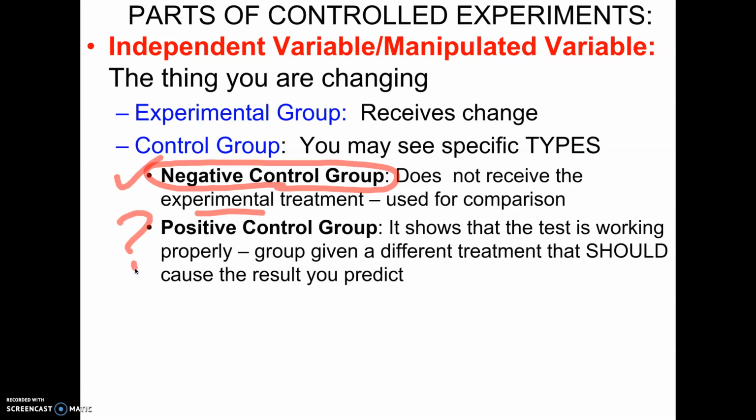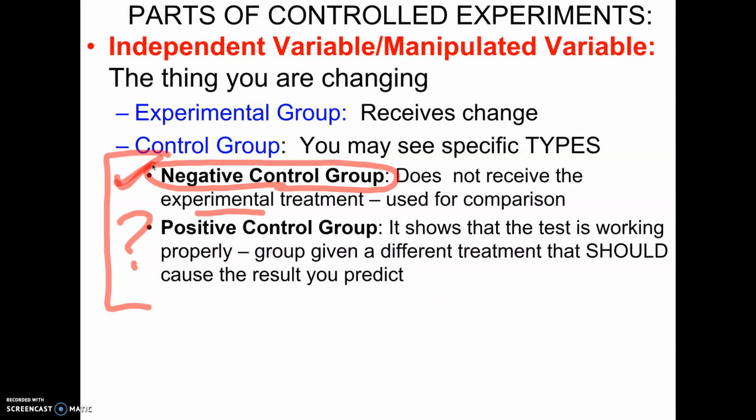So what the heck is a positive control group? Now, not every experiment has both of these. Some experiments only have a negative and some may only have a positive. There should be one or the other. Some experiments may have both. A positive control group shows you that your experiment is working properly. It's a group that's given a different treatment that you know will cause the desired change. Now, that may not make a whole lot of sense. And honestly, for the experiment that we were talking about with music, there really isn't a way we could come up with a good positive control group.